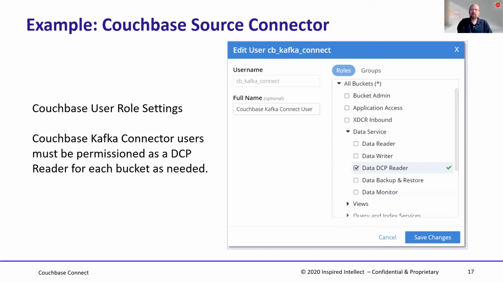User role settings. This is a gotcha, and it got me when I set up my first connector. Whichever user you have configured to use with your connector, you will need to ensure that said user is defined in Couchbase with the data DCP reader role. This is a data service role, and it may be configured for all buckets or on a per bucket level. I would recommend creating a new user in Couchbase specifically for this purpose. And of course, you can get to this dialog from the Couchbase web console in the security section.